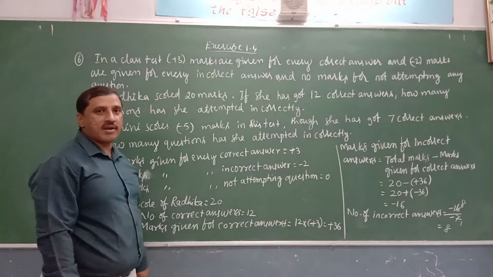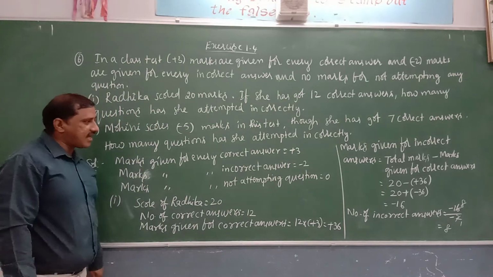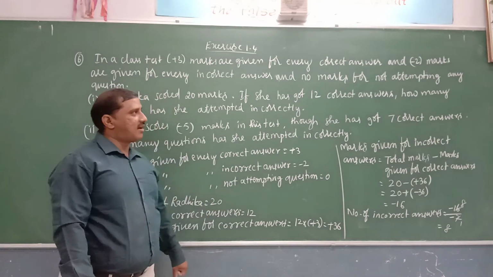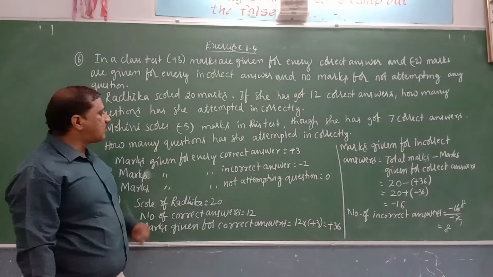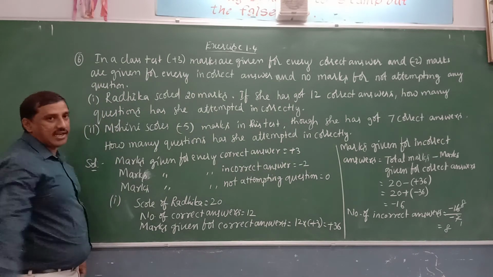How many incorrect answers were there for Radhika? It is 8 incorrect answers. 8 incorrect answers for Radhika. Similarly, we need to find for who? Mohini. We need to find for Mohini. Is it clear, children?